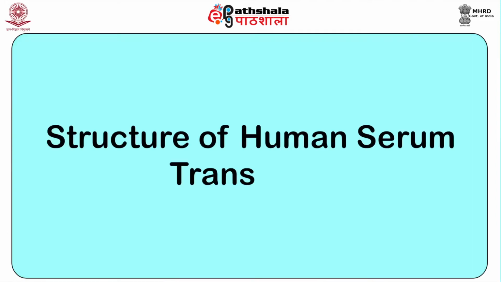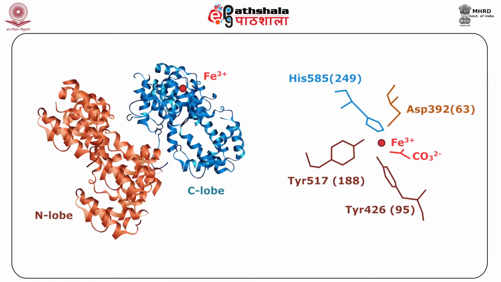What is the structure of human serum transferrin? How does it look like? Human serum transferrin is a 79.6 kDa blood plasma glycoprotein made up of a polypeptide chain containing 679 amino acids. It has a bilobal structure with two homologous lobes of almost equal size, namely the N lobe, amino lobe, and the C lobe, which is also called the carboxy lobe, and these are joined together by linking peptides shown in the figure.